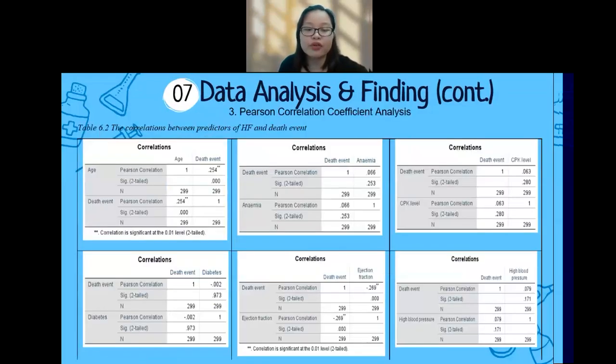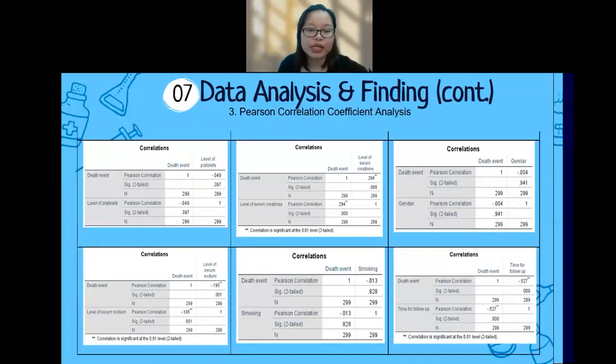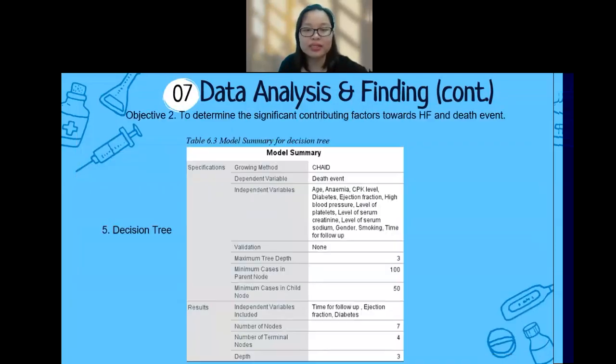Next is the Pearson correlation coefficient analysis. So from the whole table 6.2, we can conclude that age, ejection fraction, level of serum creatinine, level of serum sodium, and follow-up period are significant to the death event. This result is from the significant value for each correlation. So when the significant value is less than 0.05, then the variable is significant.